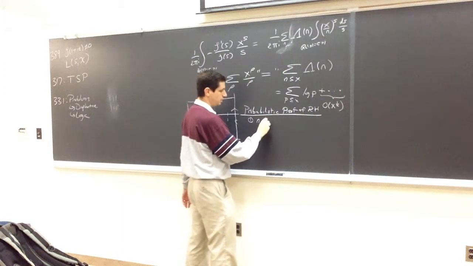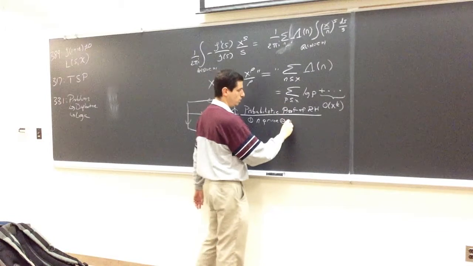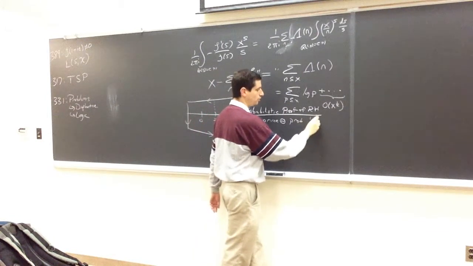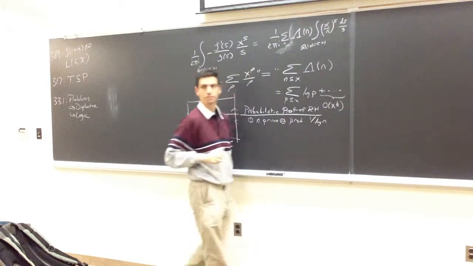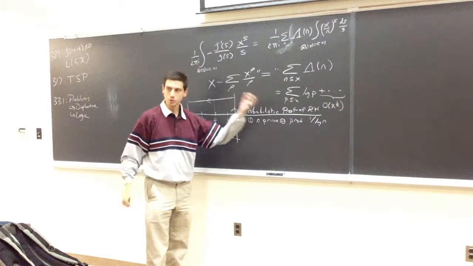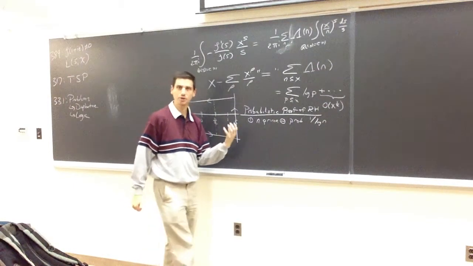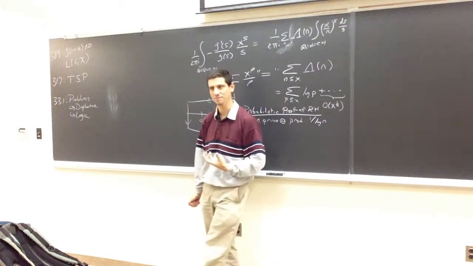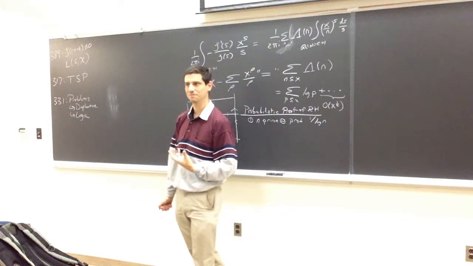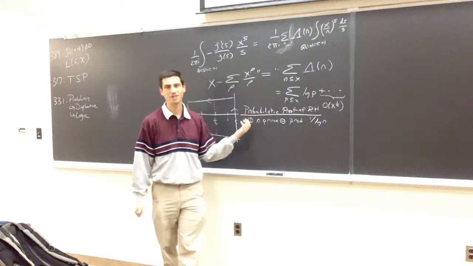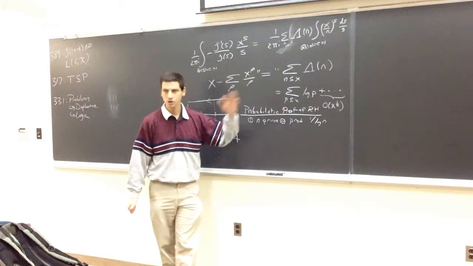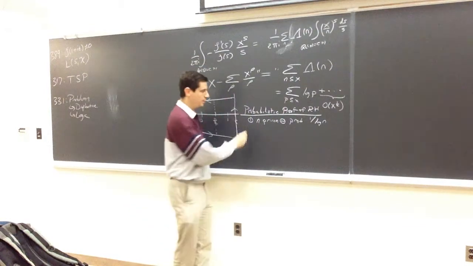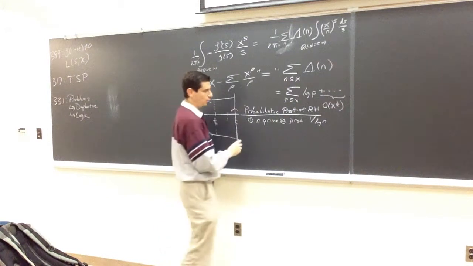N is prime with probability 1 over log n. So we're going to just flip a coin. You can do a better model than this. And in a better model, you would actually take into account, if 3 is prime, what number will not be prime? 6. So in this model, I could actually have 3 and 6 be prime. You can make the model better. This is good enough. So n is prime with probability 1 over log n.